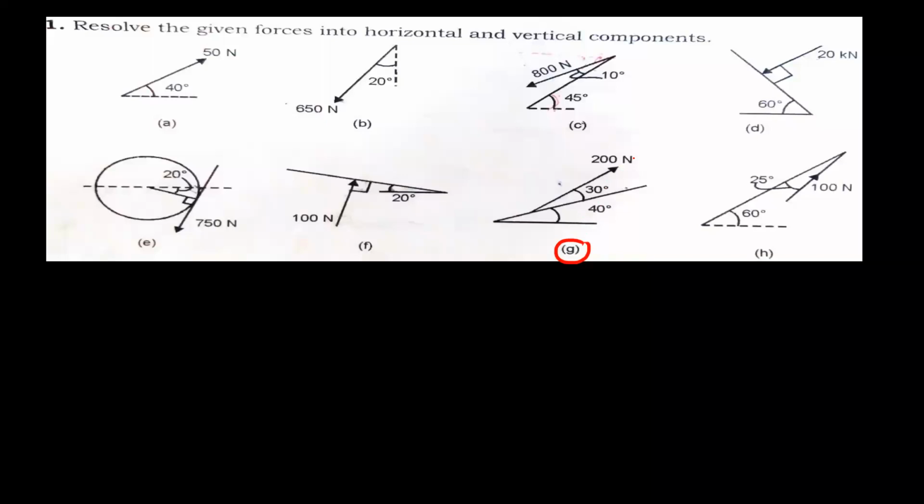So in this problem, the force given F is equal to 200 Newton. Its angle with respect to this inclined surface is 30 degree. And this surface is already inclined with the horizontal or ground by 40 degree. So for the resolution, we have to find out what is the angle of this 200 Newton with respect to x-axis.